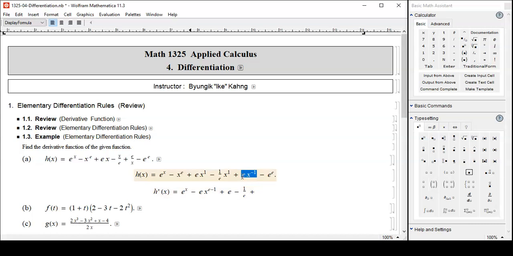And then how about this? e was there, but power comes out as coefficient. And subtracting 1 from the power. Of course, nobody writes like this. We write it as minus e times x to the negative second power. And then finally, subtracting 0 because this is constant. Again, nobody writes like this. We can stop here.